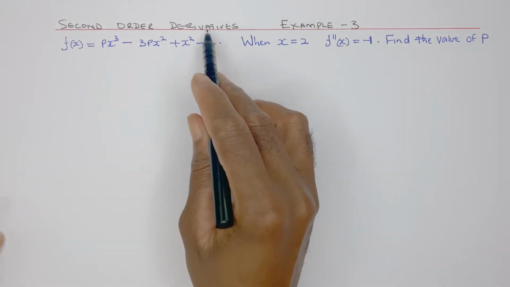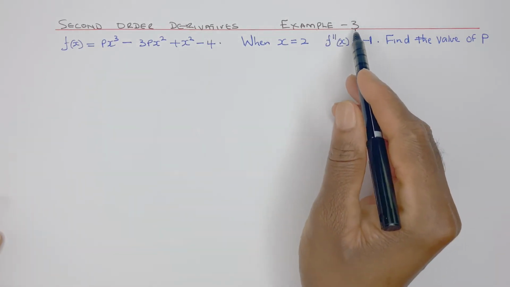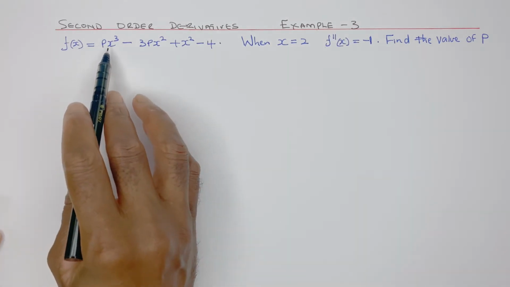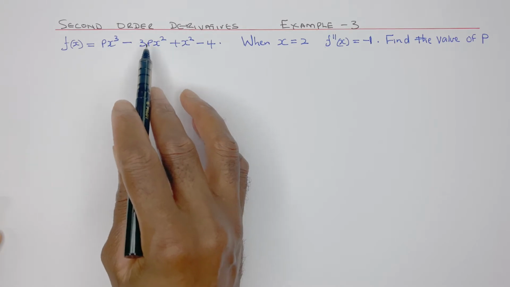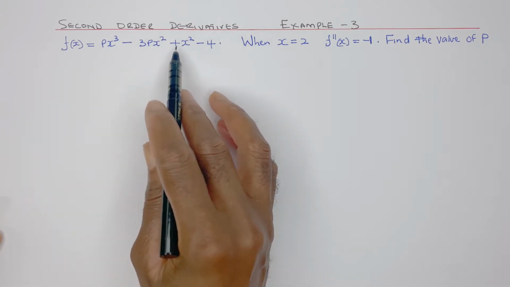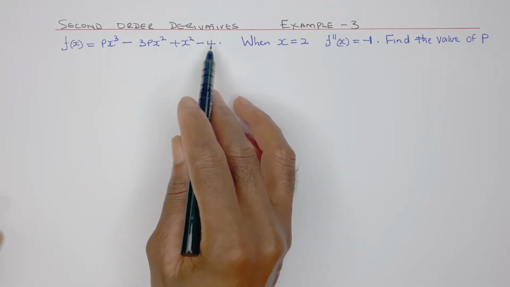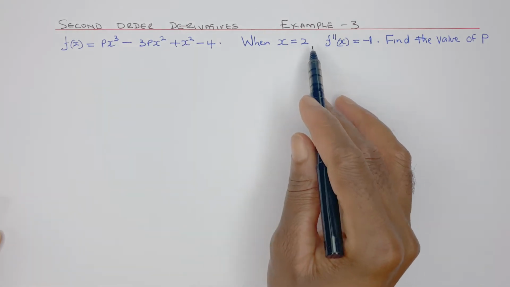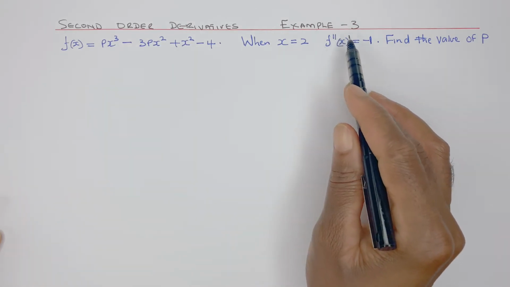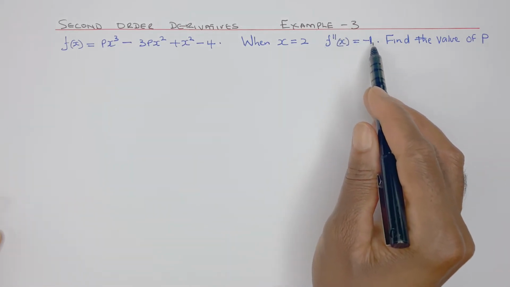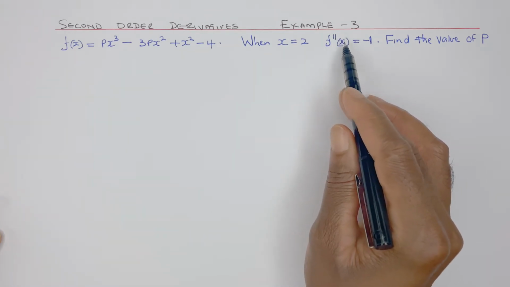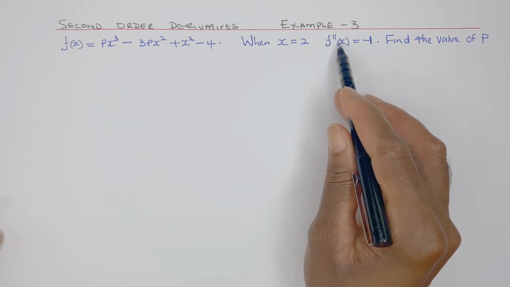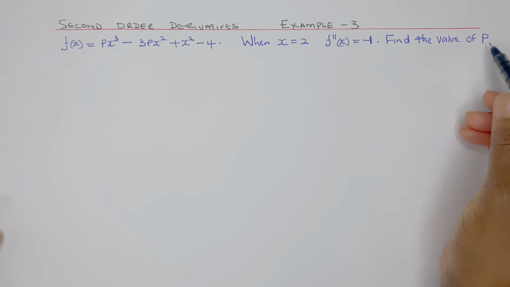Second order derivatives. Example 3. f(x) equals px cubed minus 3px squared plus x squared minus 4. When x is 2, f''(x) equals minus 1. f''(x) is the second derivative. Find the value of p.